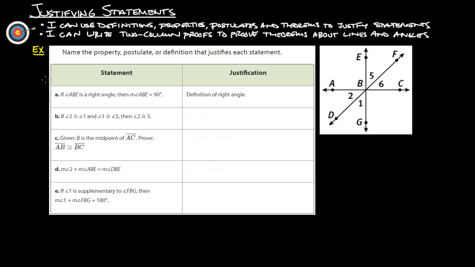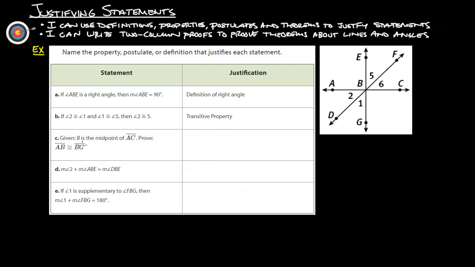Now it says if angle 2 is congruent to angle 1, and angle 1 is congruent to angle 5, then that means angle 2 has to be congruent to angle 5. That is one we just talked about on the previous page. See how the 1's are the same here? If 2 is congruent to 1 and 1 is congruent to 5, that means that 2 also has to be congruent to 5. So again, that's just the transitive property.